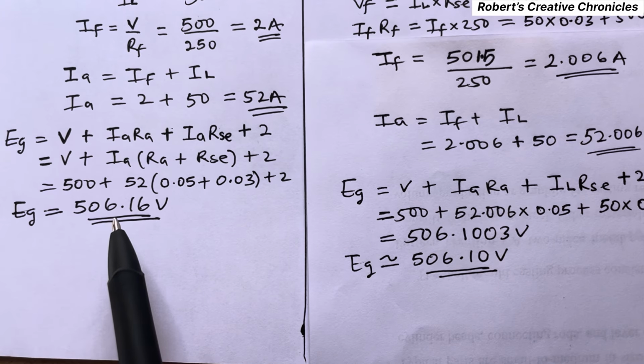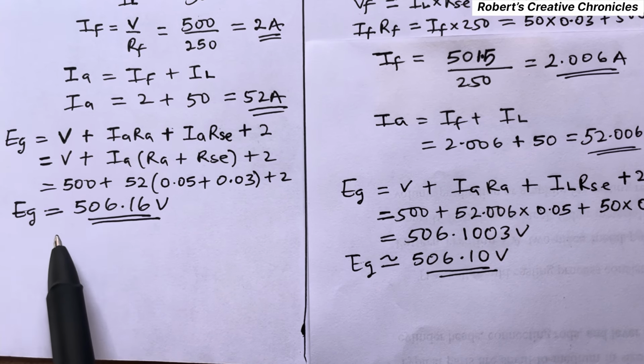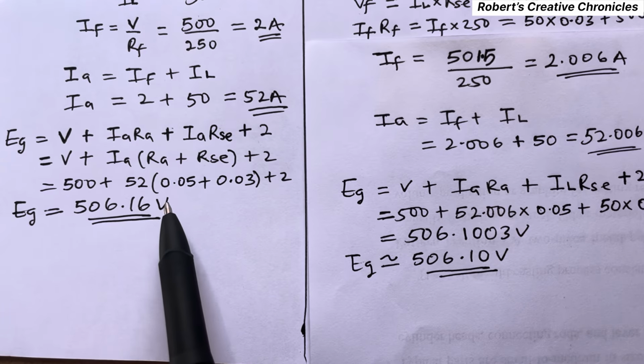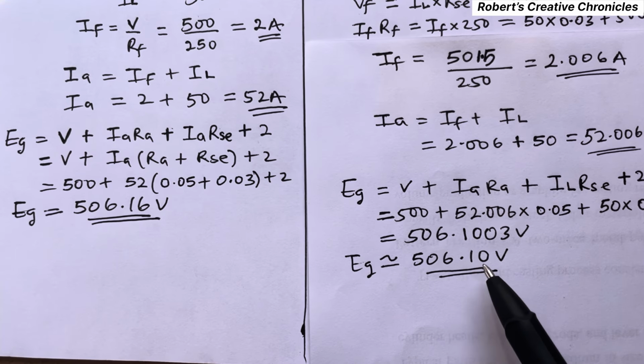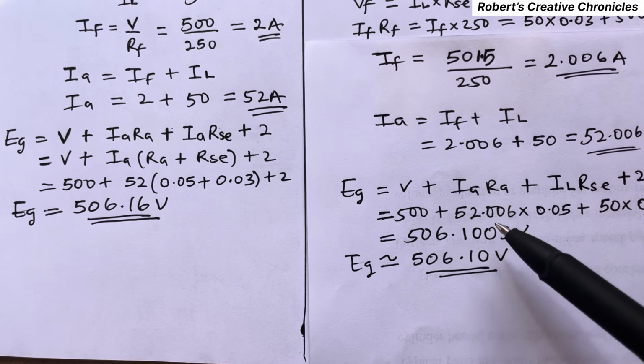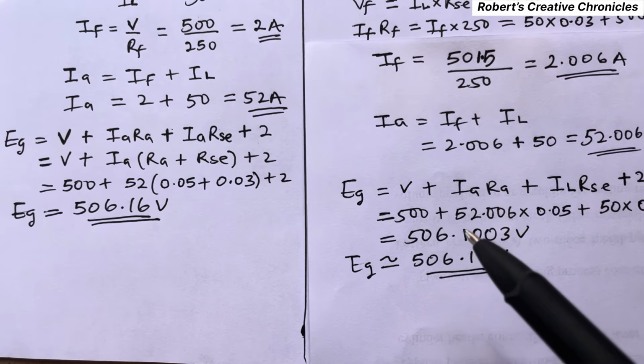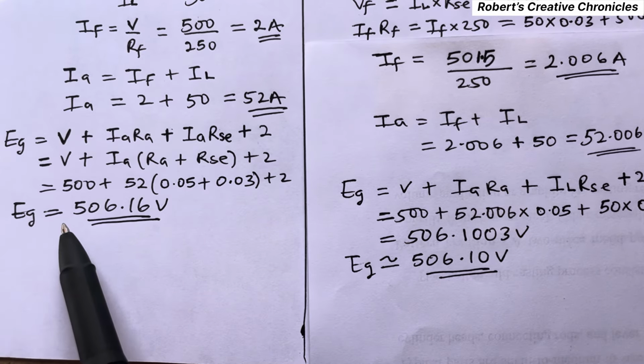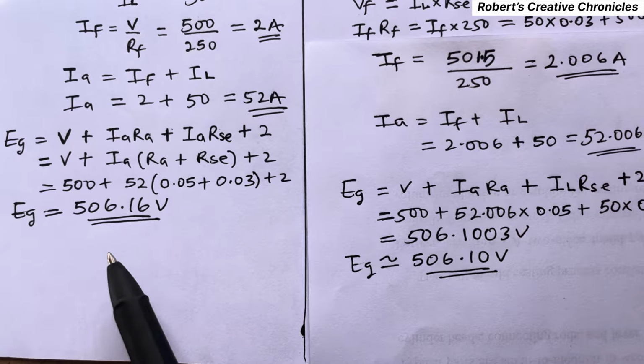So for the long shunt generator, the induced EMF is 506.16 volts. For the short shunt generator, the induced EMF is 506.10 volts. That means the EMF of the short shunt generator is slightly less than the EMF of the long shunt generator, with a difference of only 0.06.